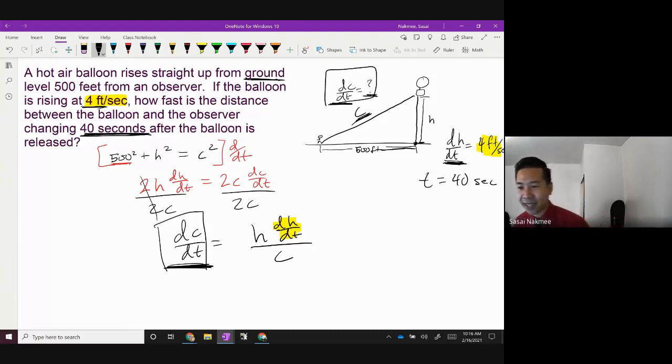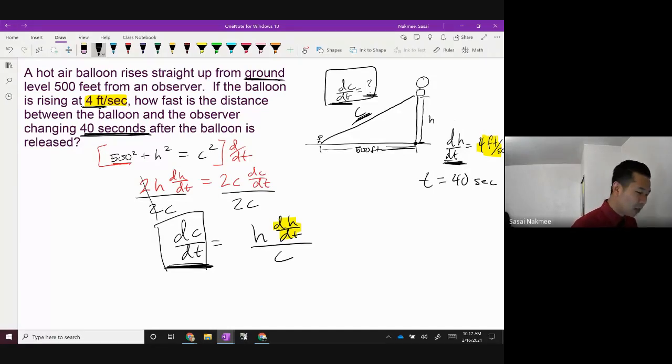And Brian is pointing out that if we multiply 4 by 40, what will that give us? And why would you multiply 4 by 40, Brian? You are correct, by the way. You get the height. Think about this: dh/dt is how fast the balloon is rising. So after 1 second, the balloon has risen 4 feet. After 2 seconds, the balloon has risen 8 feet. After 3 seconds, the balloon has risen 12 feet, right?